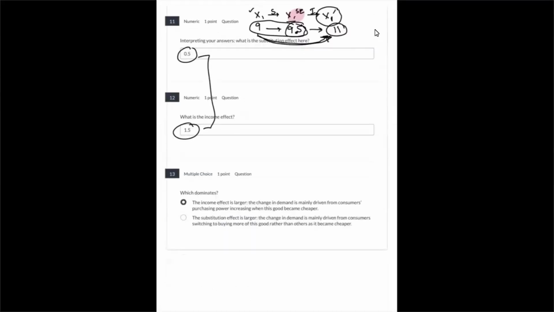And the last question, which dominates? What's larger? The income effect is 1.5. The substitution effect is only 0.5. So the income effect is the effect that dominates here. The change in demand is mostly driven by the consumer's purchasing power increasing when this good became cheaper. And that's it. So, a tricky question, but you can practice it a million times on that practice page with different numbers and check your answer. I think practice will make perfect.